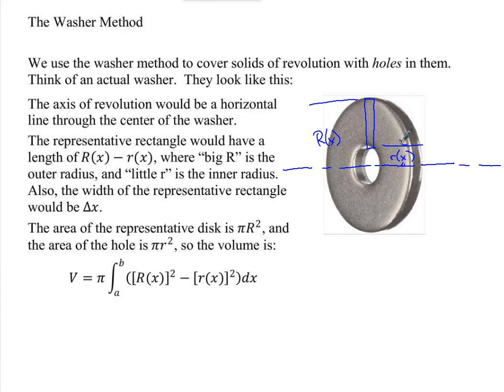So what happens is I have a big radius. This radius goes all the way out to the edge of the figure that we're creating. And I'm subtracting the little radius, whatever that is. That's why we're using big R and little r, the bigger radius and the little radius. So the representative rectangle would have a length of big R of x minus little r of x, where big R is the outer radius, little r is the inner radius. The width of the representative rectangle in this case is going to be delta x.